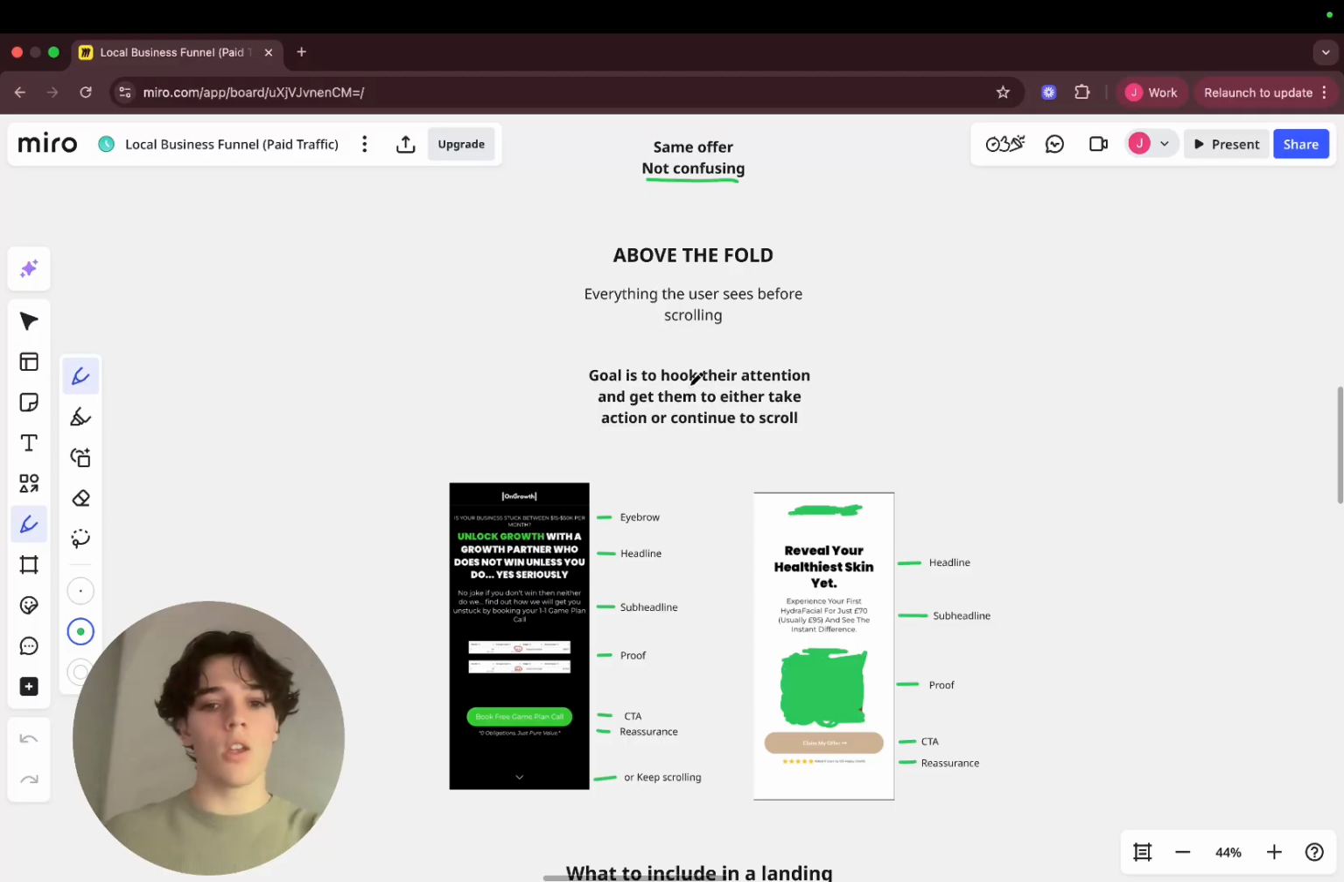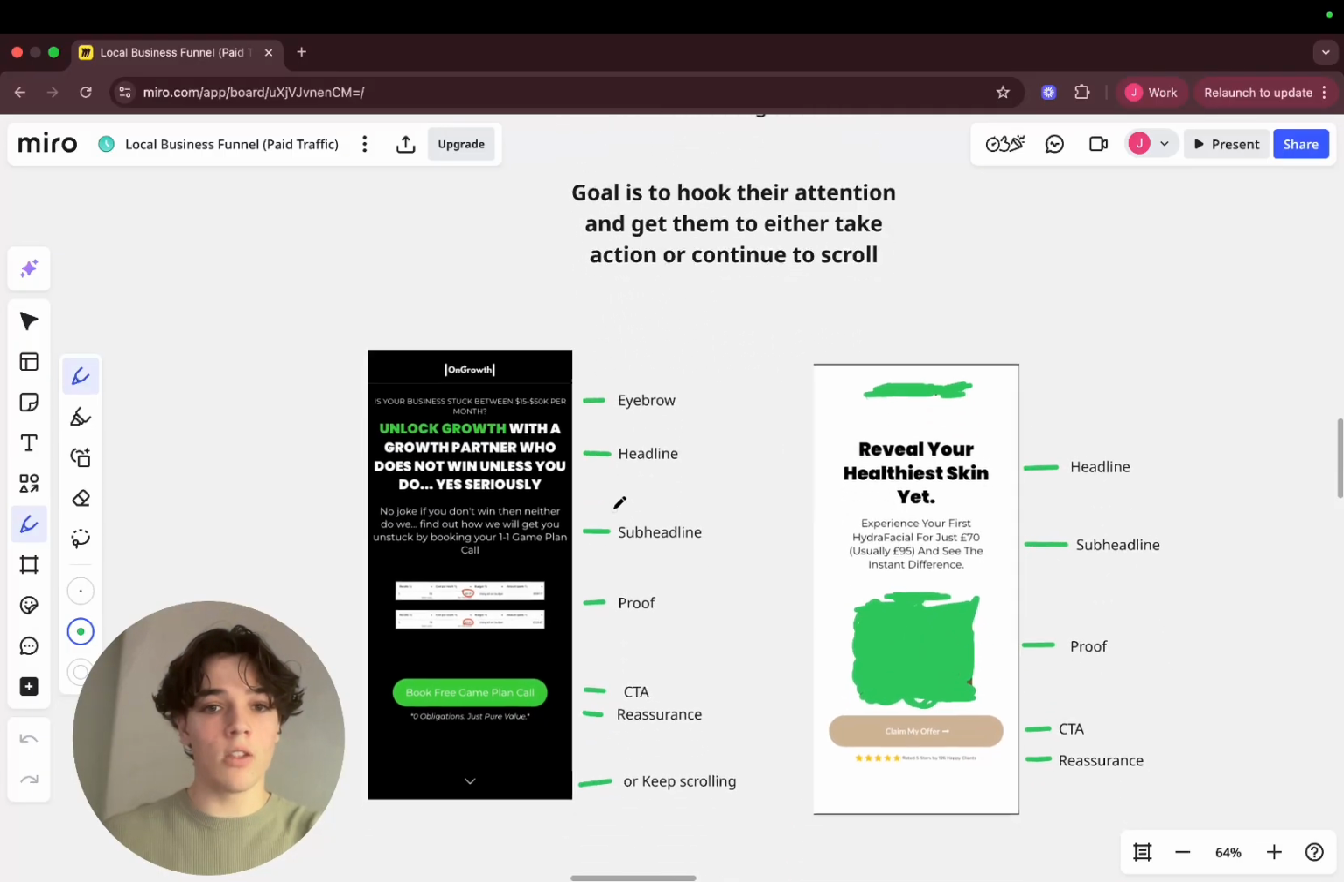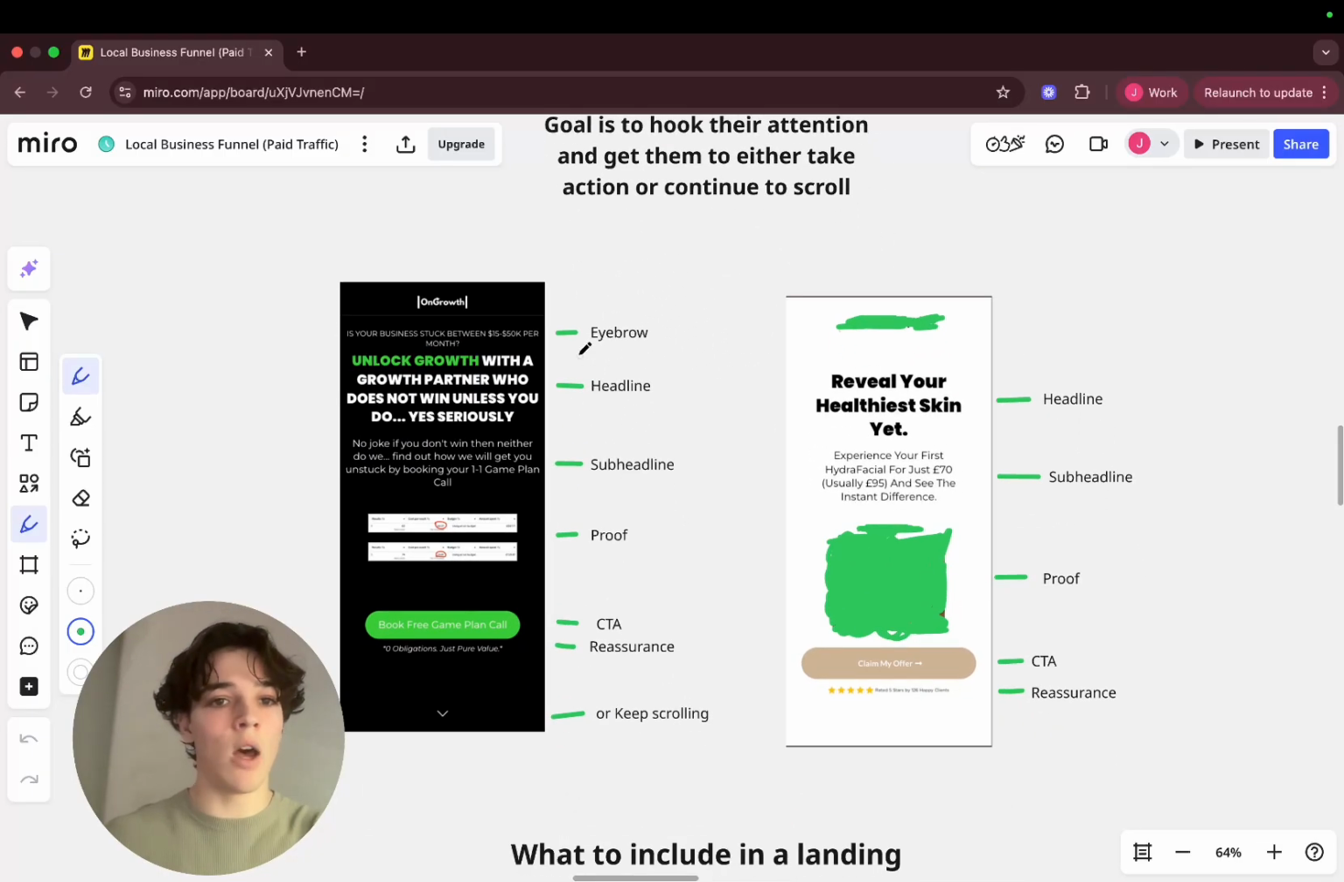So if you have a look at some things on this site here, you have the eyebrow, which is basically a call out saying who this is for. And then the headline, which is basically the meat of it, saying what this is. And then the subheadline giving a bit more information. And then you can have maybe an image and some proof, and then you can have a CTA and something below that to give a bit of reassurance. For example, here it's zero obligations, just pure value, and over here it's showing some reviews.